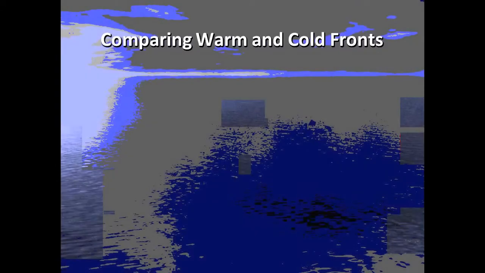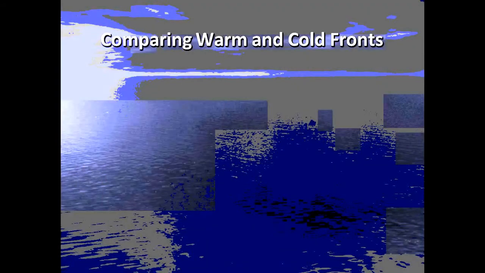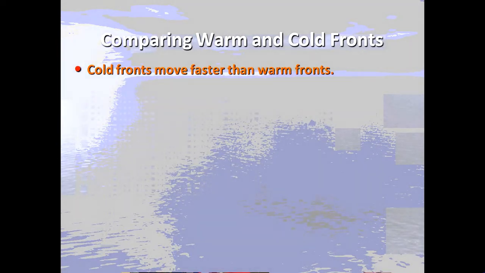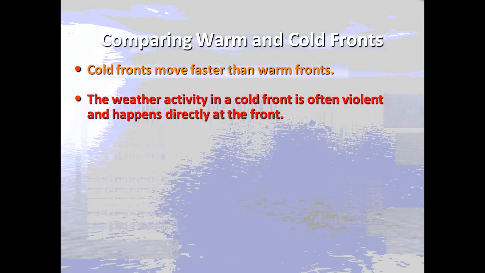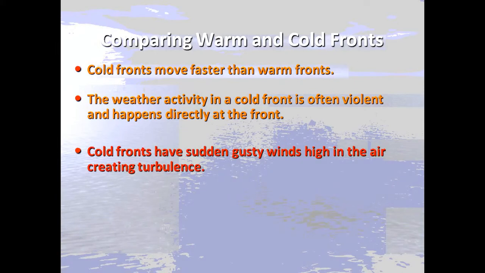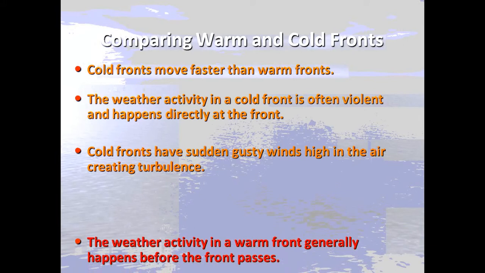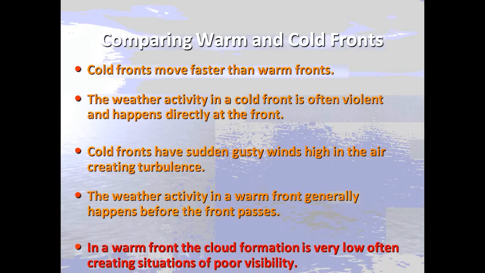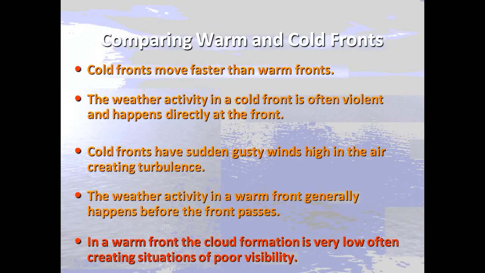So let's go ahead and compare the warm and cold fronts a little bit to get a gist of the differences and the things that make them interact with one another. So first, cold fronts move faster than warm fronts. The weather activity in a cold front is often violent and happens directly at the front. Cold fronts have sudden gusty winds high in the air, creating turbulence. The weather activity in a warm front generally happens before the front passes. And in a warm front, the cloud formation is very low, often creating situations of poor visibility. So these are things that compare the warm and cold front.